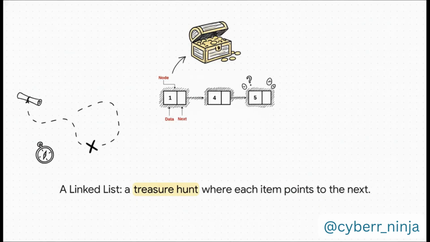But what happens if you don't know how many eggs you're gonna need? That's where a linked list comes in. This is a totally different approach. Think of it like a treasure hunt. You start at the first item, and it holds some data, but it also holds a clue that points you to where the next item is. And that one points to the next, and so on, until you get to the very end of the chain.